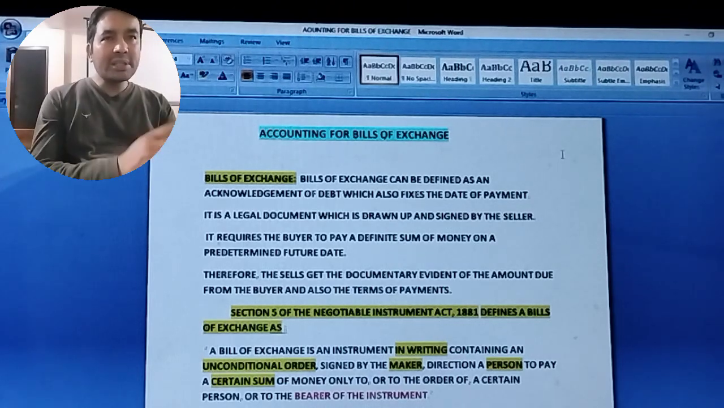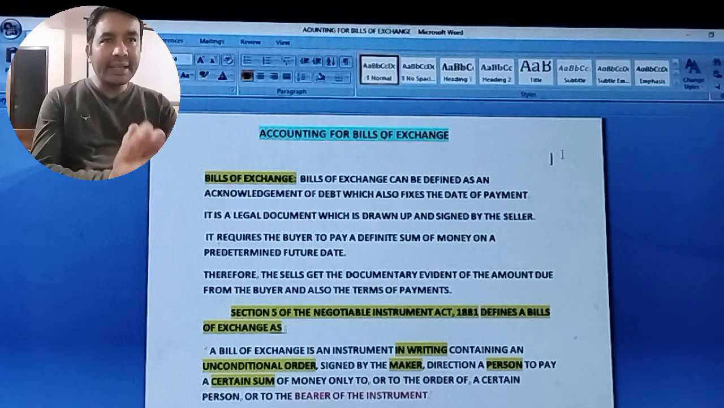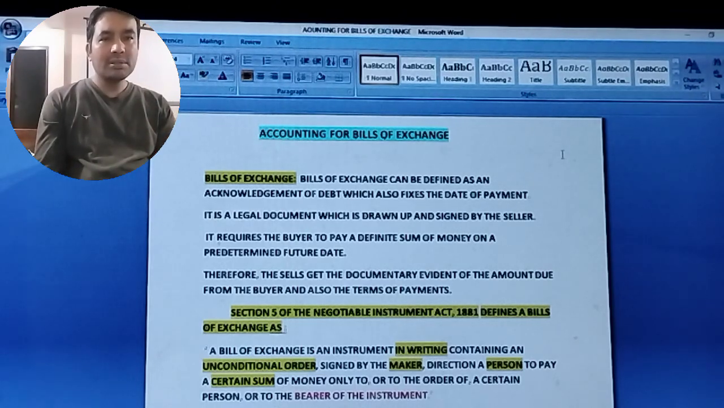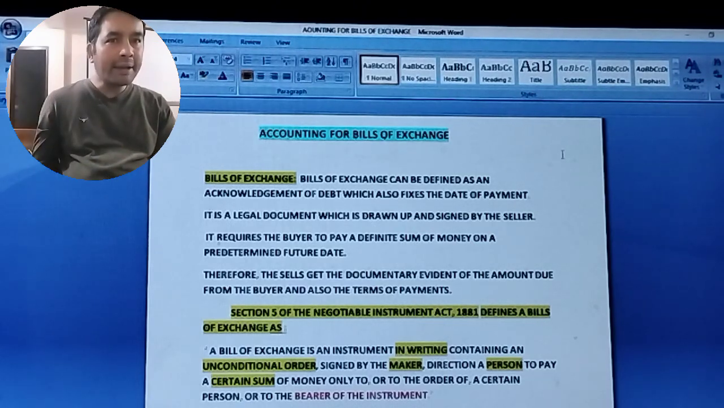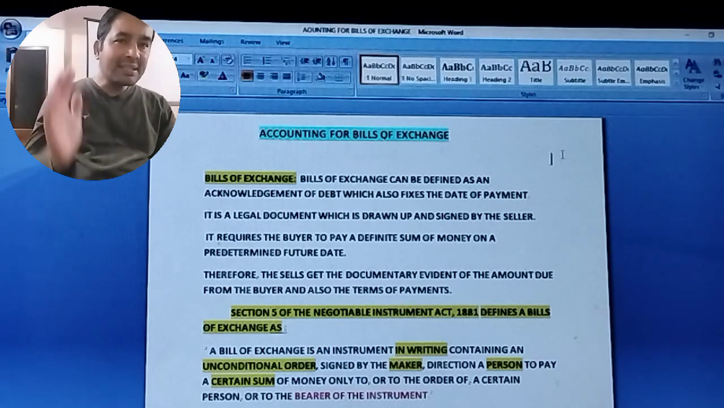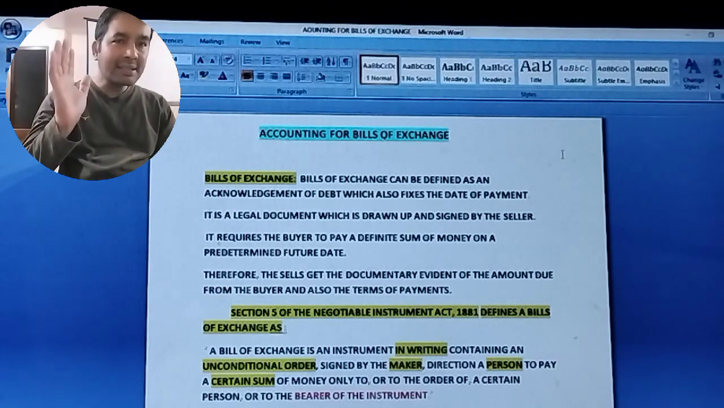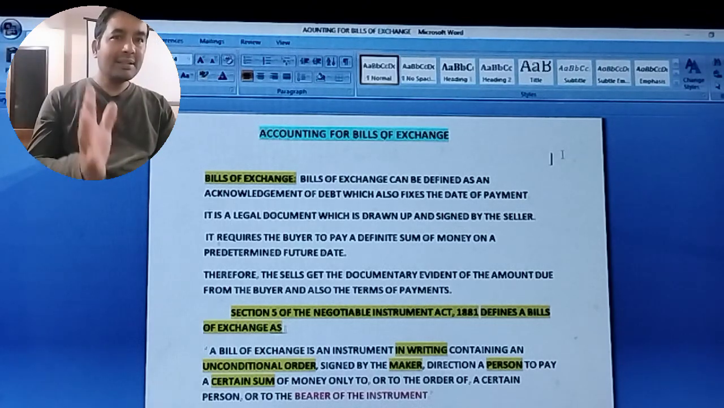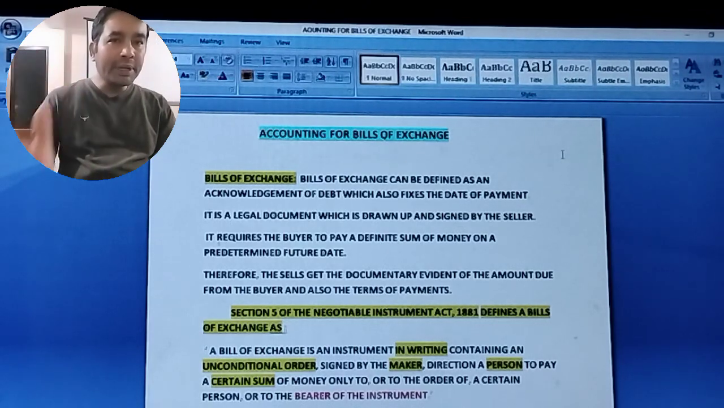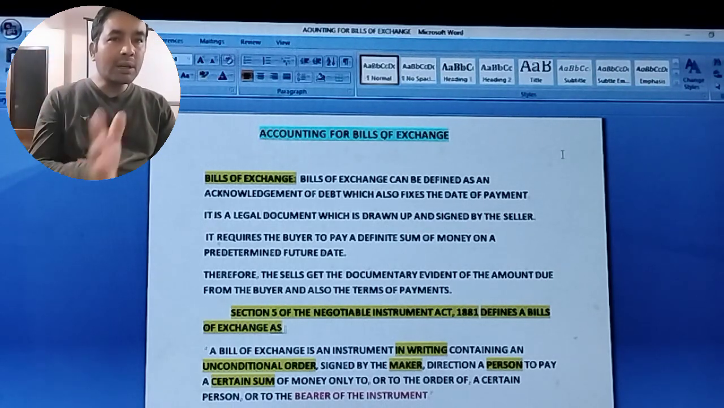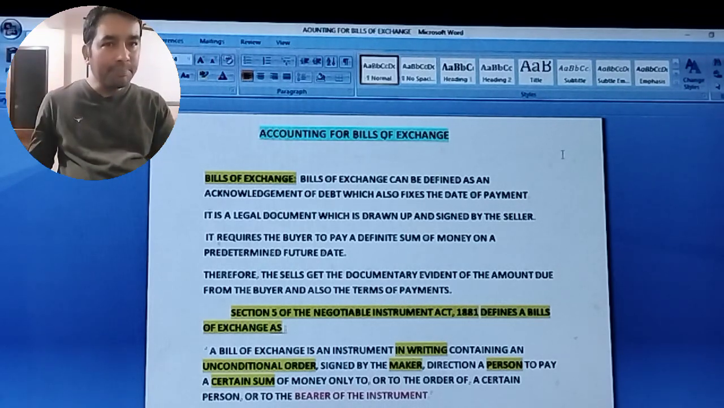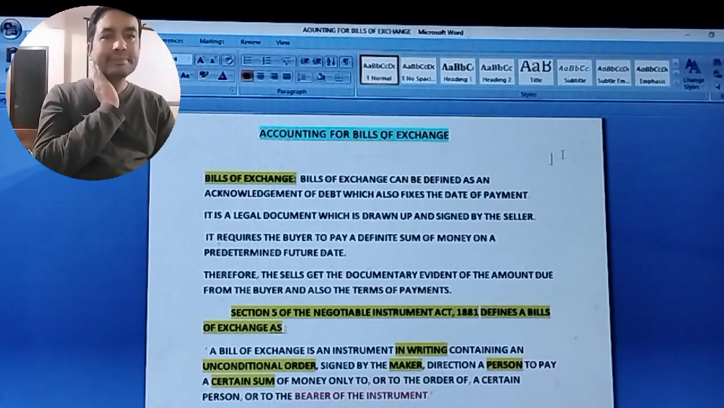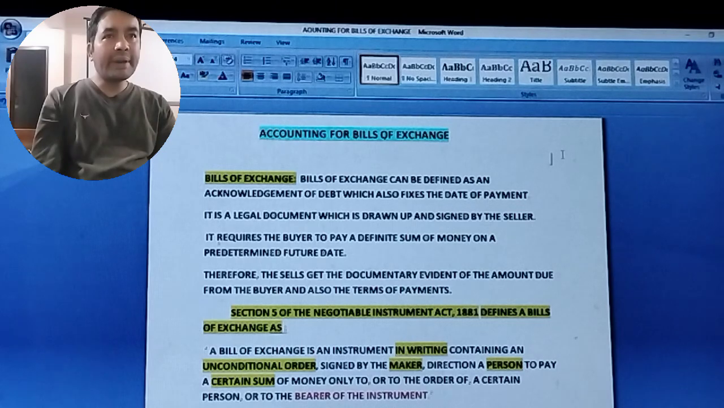So bills of exchange is just a documentary evidence that a certain amount is due from the buyer, and if the buyer fails to make the payment, then the seller has an evidence which he may produce in the court of law, and the court will compel the buyer to pay the amount mentioned in the bill to the seller. So that is what the bills of exchange means.